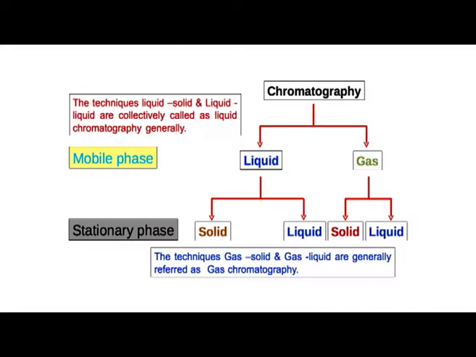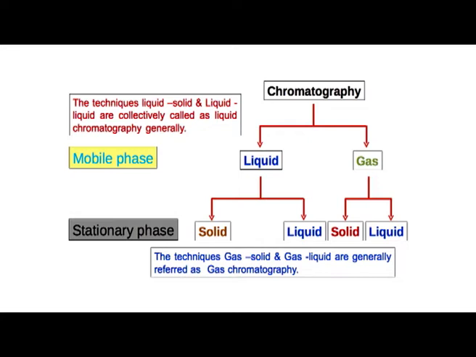Another is based on the physical state of the stationary phase. Either we can use a solid stationary phase or we can use a liquid stationary phase. So, if you are classifying these two together, mobile phase classification based on the liquid and the gas phase, and stationary phase on the solid and liquid, we can have 4 types of combination here. The first one is the liquid mobile phase and the solid stationary phase, which we call liquid-solid chromatography. Otherwise, we can have a liquid mobile phase and a liquid stationary phase, which is called liquid-liquid chromatography.